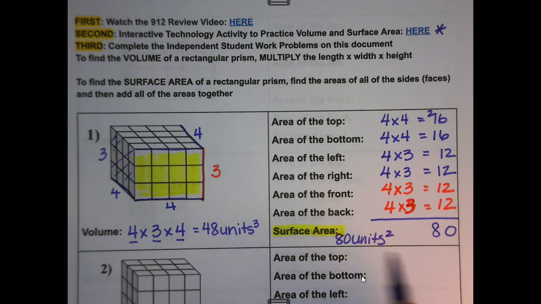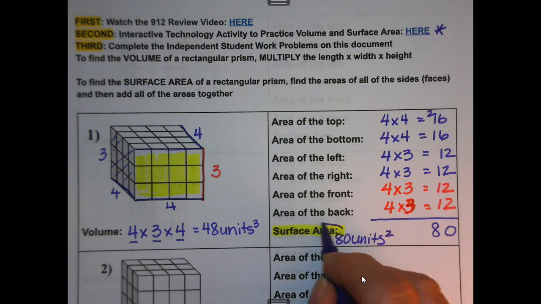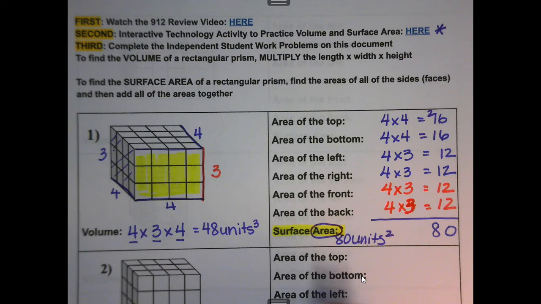squared. Now, the reason that it's squared is because I'm talking about area, even though it's a surface area. So 80 units squared. And I'm going to ask you to work on the rest of them.